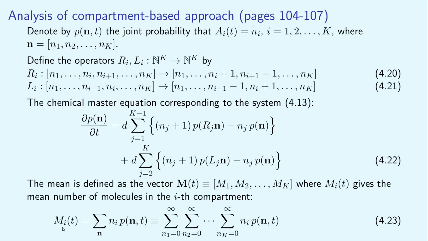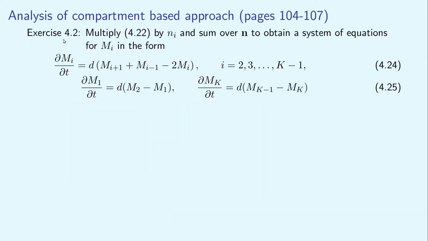To obtain the evolution equation for m_i, we multiply the chemical master equation by n_i and sum over vector n, which we define as summing over all possible values of all coordinates of vector n. I left this calculation as exercise 4.2. It is another exercise to practice the approach presented in chapter 1, which we used for the analysis of first-order chemical reaction systems.